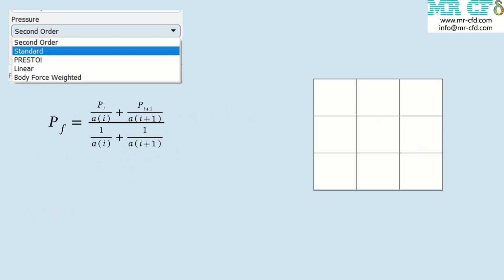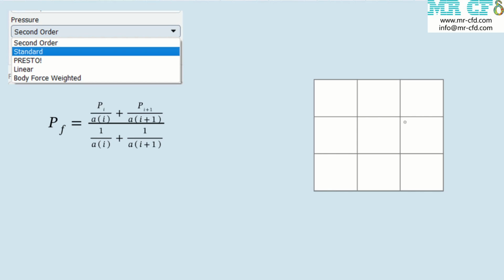The second discretization method is the standard scheme. In this approach, the pressure at face F is equal to the weighted average of the pressures at the adjacent cells, based on the distance of the face from the centers of each cell. If we denote the adjacent cells with indices I and I plus 1, we define the distance from the center of cell I to face F as A_I, and the distance from face F to the center of cell I plus 1 as A_I plus 1.